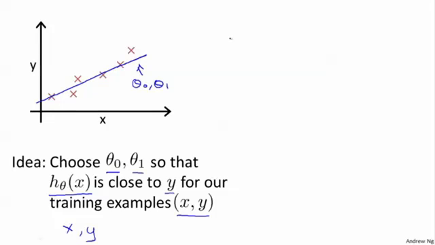Let's formalize this. So in linear regression, I'm going to want to solve a minimization problem. So I'm going to write minimize over theta 0, theta 1. And I want this to be small, right? I want the difference between h of x and y to be small. And one thing I might do is try to minimize the squared difference between the output of my hypothesis and the actual price of a house. Okay? So let's fill in some details.